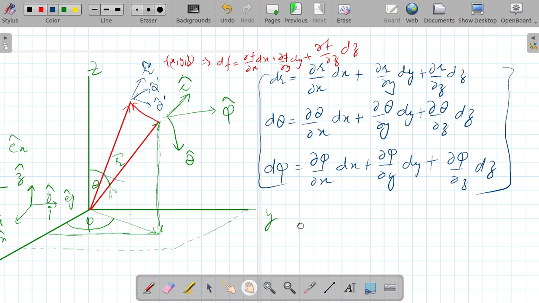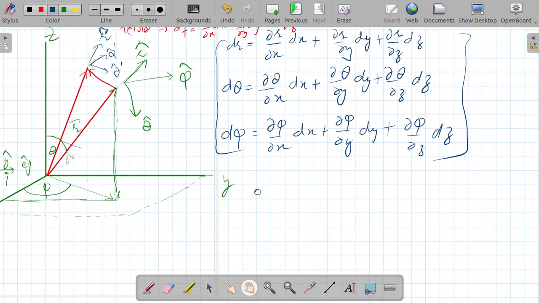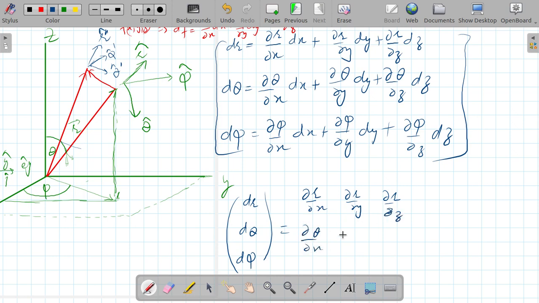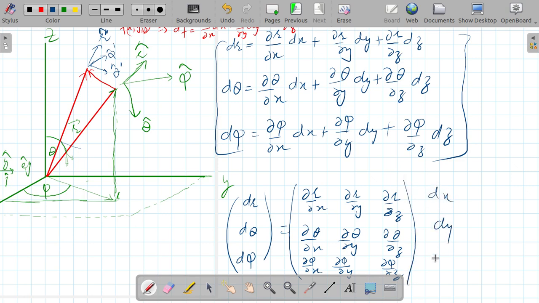they can be expressed in the form of a matrix. So in the matrix form, they can be written as dr, d theta, d phi, it must be equal to curly r over curly x, curly r over curly y, curly r over curly z, and this is curly theta over curly x and curly theta over curly y, curly theta over curly z, and similarly curly phi over curly x, curly phi over curly y, and curly phi over curly z. Right? And it is dx, dy, and dz. That's what we are getting here.